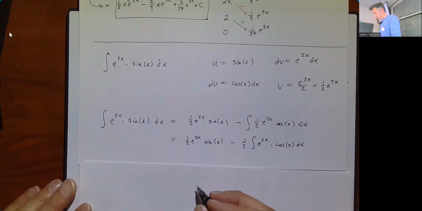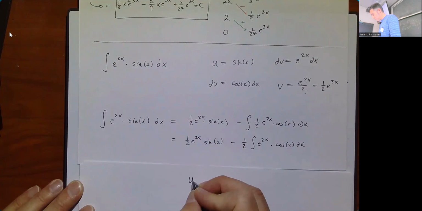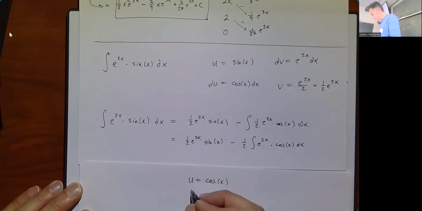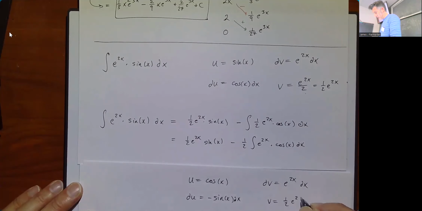So here we're going to make now the choice that u is equal to cosine of x. And I should write the integral again because, sure. So u is equal to cosine of x. dv is equal to e to the 2x dx. Our du is negative sine of x dx. And v is equal to 1/2 e to the 2x once again.